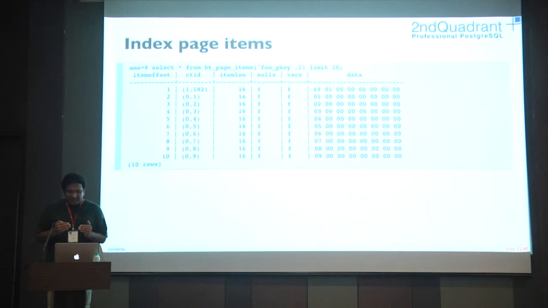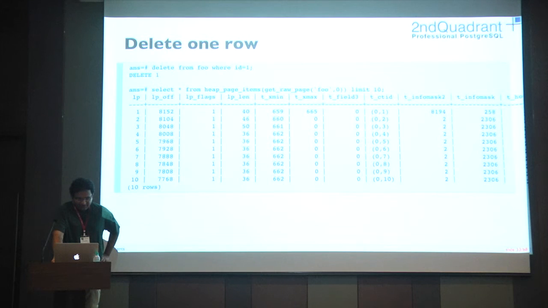But in this case, the index is a primary key index. It's an index on foo.id. And so it has a copy of that, just in case it turns out useful. Right, so let's delete a single row from the table. And then look at what items there are on the page.